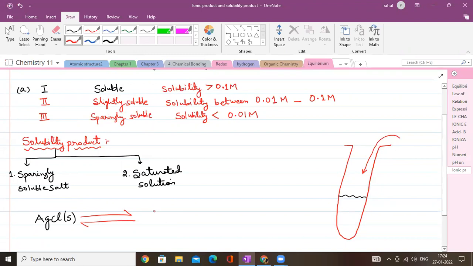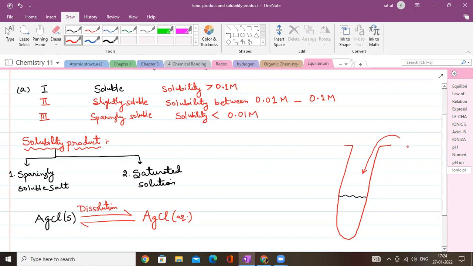It will first go into aqueous solution. So I'm going to write here AgCl in aqueous first. The first process is called dissolution. When a solid goes into solution, when you try to dissolve it, this is called dissolution. I repeat what I said.